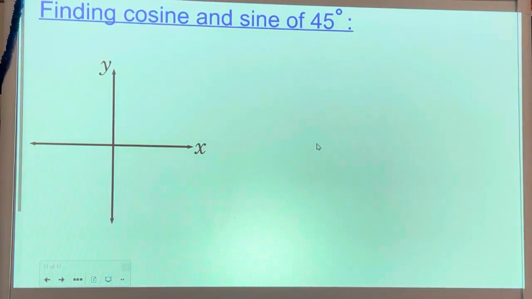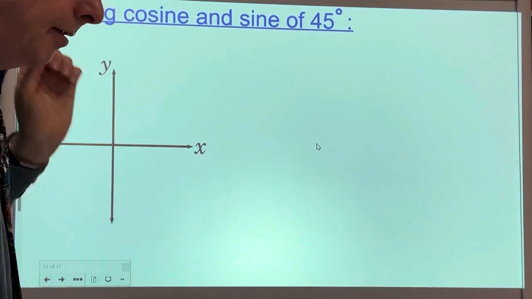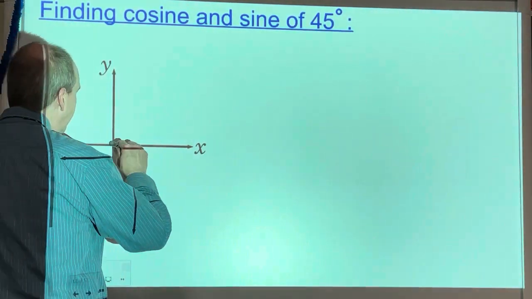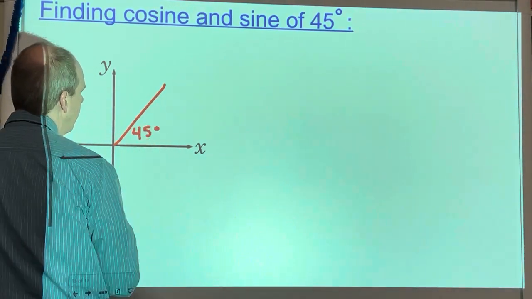Last thing we're going to look at today is how to find some values for cosine and sine of 45 degrees, and any other reference angle that would fit it. So let's talk 45 degrees. Splits it in half. Here's 45 degrees.